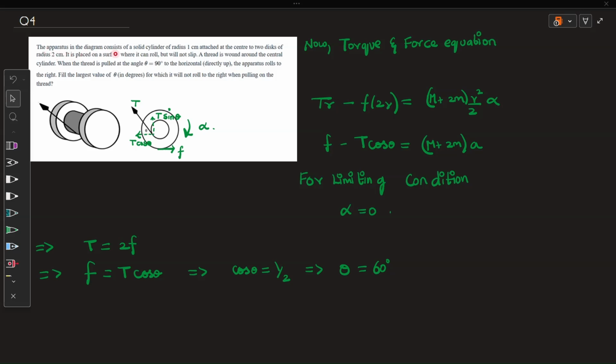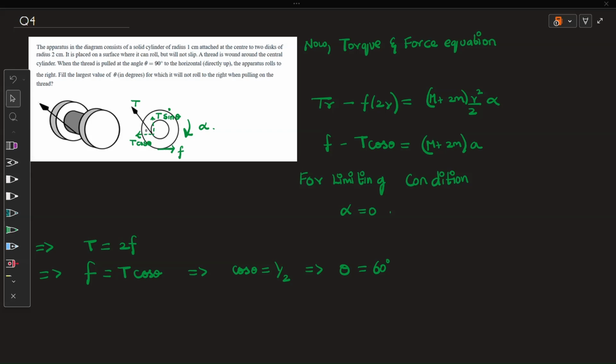Question number 4. The apparatus in this diagram consists of a solid cylinder of radius 1 centimeter attached at the center to two discs of radius 2 centimeter. It is placed on a surface where it can roll but will not slip. A thread is wound around the central cylinder. When the thread is pulled at an angle theta of 90 degrees to the horizontal, which is directly up, the apparatus rolls to the right. Find the largest value of theta for which it will not roll to the right when pulling on the thread.